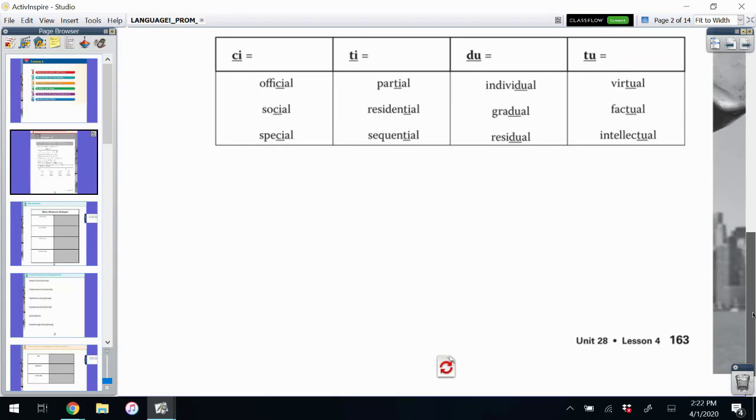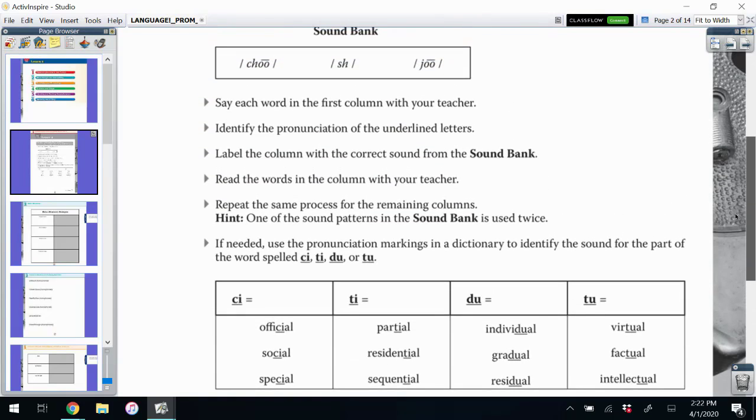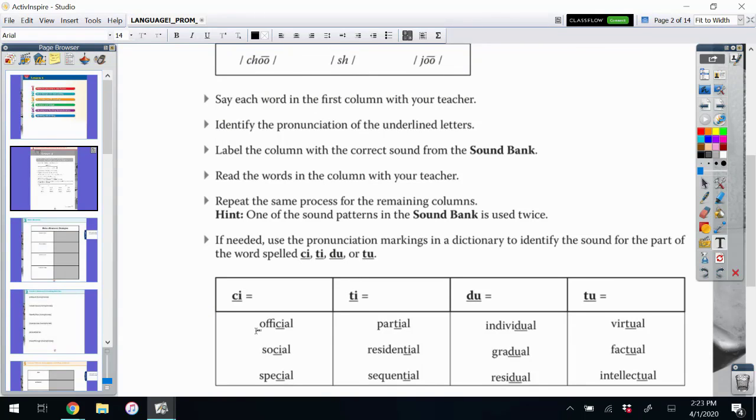Make sure you're on page 163 in your interactive textbook. We are going to say each word in the first column, identify the pronunciation of the underlined letters, label the column with the correct sound from the sound bank, read the words in the column, and then repeat the same process for the remaining columns. One of the sound patterns in the sound bank is used twice. If needed, use the pronunciation markings in a dictionary to identify the sound for the part of the word spelled C-I, T-I, D-U or T-U. In this first column, we have the words official, social, and special.